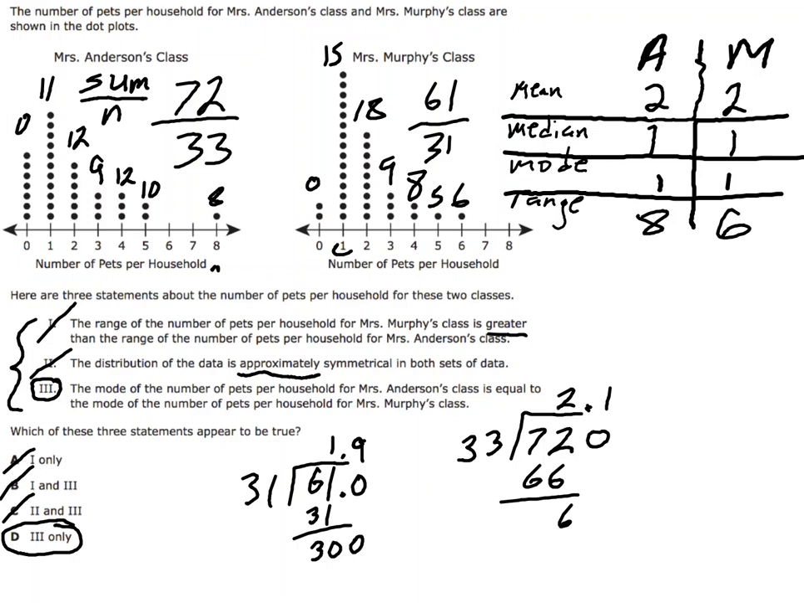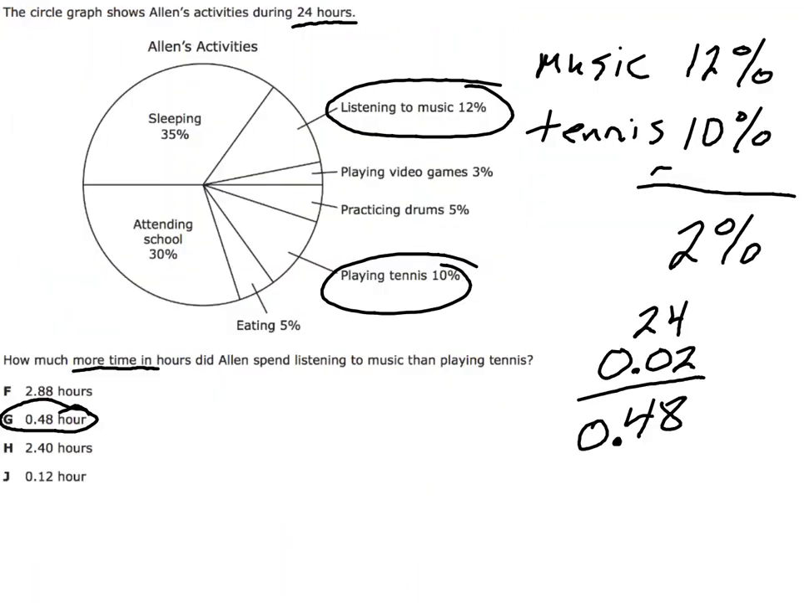Okay. Now, the dot plots seem to have the most work because you have to calculate everything except for mode. That's just the nature of the beast. And remember, a circle graph, the graph equals 100%. Now, if you're looking for a specific value, like how many minutes or how many hours, and the circle graph represents a whole day, 24 hours, then you're going to have to do some calculation.